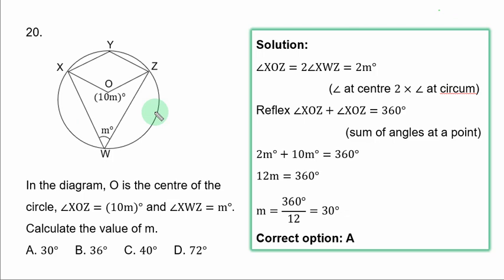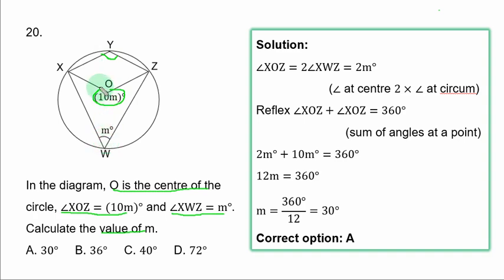Question 20. In the diagram, O is the center of the circle. Angle SOZ is 10 degrees. Angle SWZ is m degrees. Find or calculate the value of m. We can do that in this way. We can use angle 10 degrees to get this angle. Add to this angle, the sum is 180. Or we can use angles at a point.